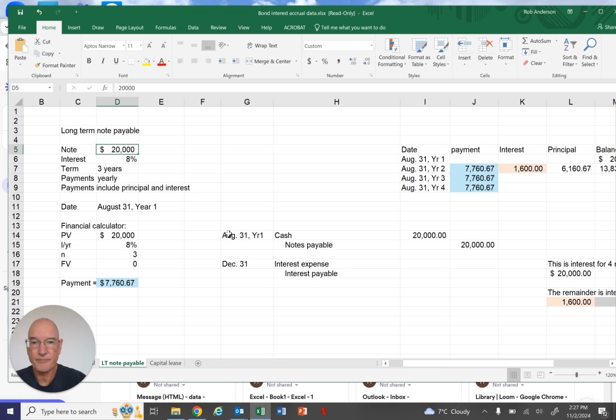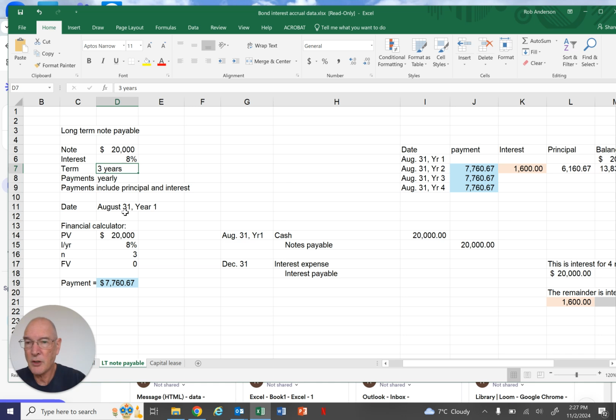We're going to borrow $20,000. We're paying 8% interest, and we're going to make payments on this. We're going to make yearly payments, and after 3 years, it's going to be repaid. So note again, our payments are going to include both the interest that we have to pay on the money we owe and an amount that reduces the principal of the note. So you would need a financial calculator or Excel to calculate the payment for this note.